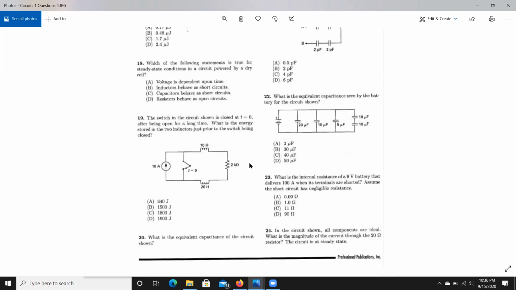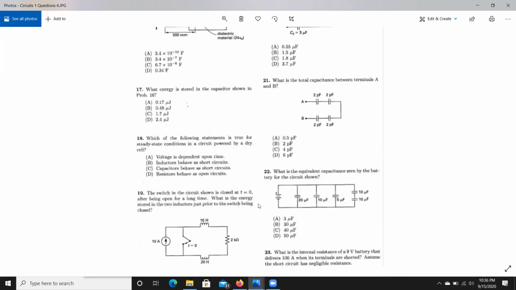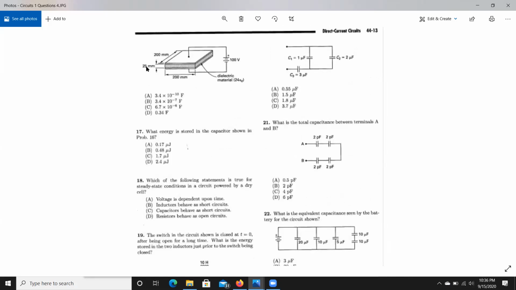Ooh, that electronics problem up top. Oh, this one up here? I don't even know if I want to dive into stuff like that. That's a formula you just gotta find. It's in the handbook.